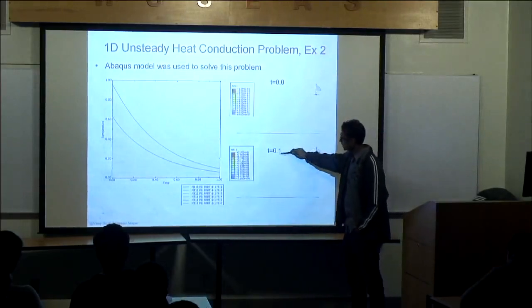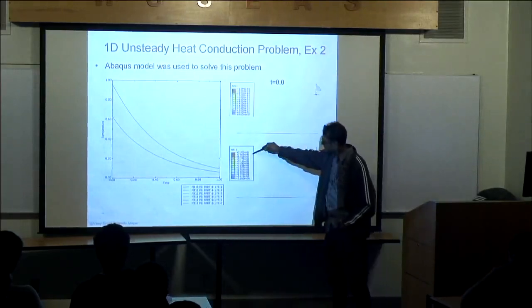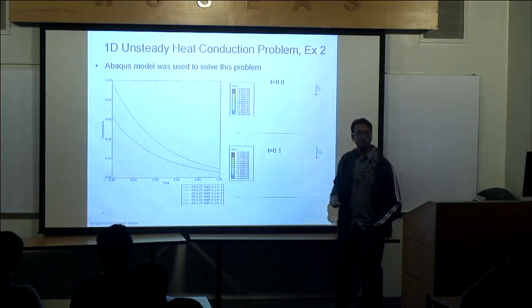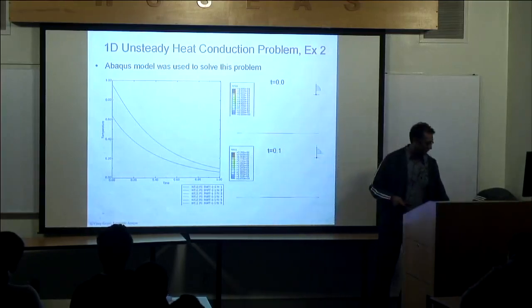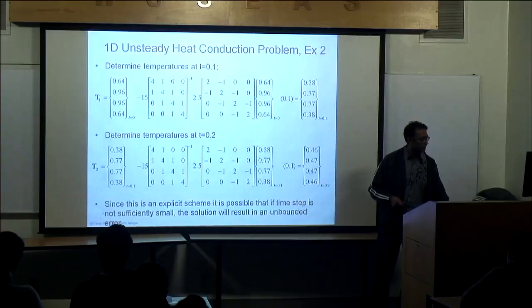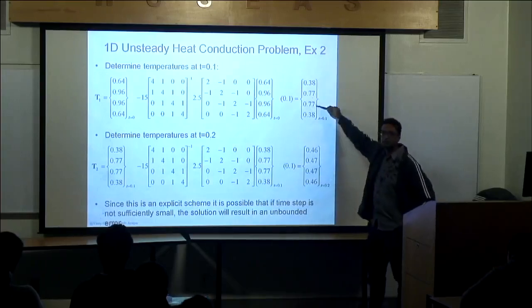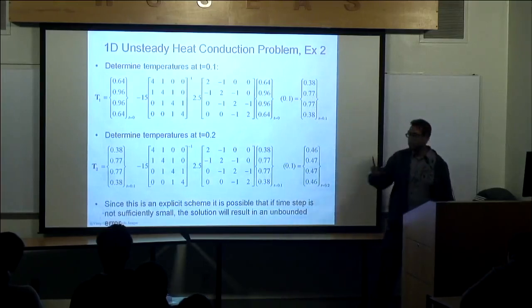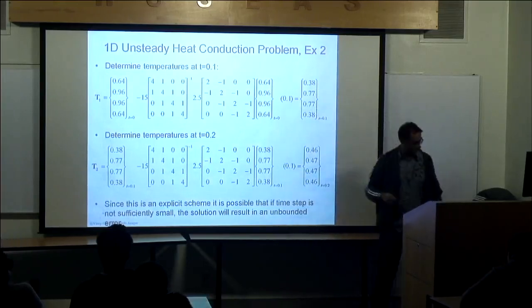So at 0.1, I'm getting temperatures in the center somewhere. Maybe these nodes here, the center 3 and 4, are more in the 0.77 range. Let's see what we got. I can't remember now. I got, yeah, 0.77. Look at that. Not too bad, right? Not too shabby. Let's look at the other ones. I got 0.4 for those.